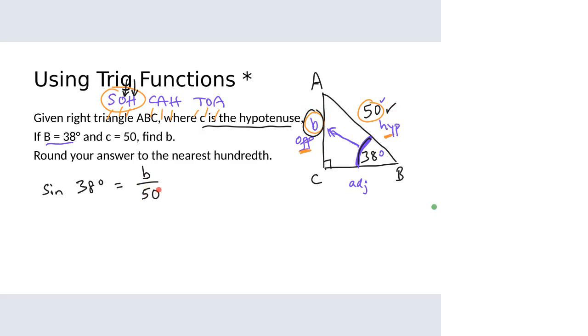And now what I've done here is pretty good. I went from these words to a picture to an equation. I boiled all this down to just this thing right here, and all I need to do is find out what b is, and I've answered the question. First thing I've got to do is find the sine of 38 degrees. That's a calculator thing.